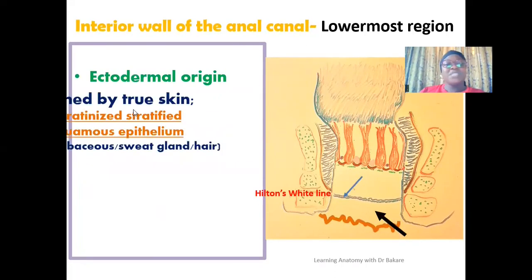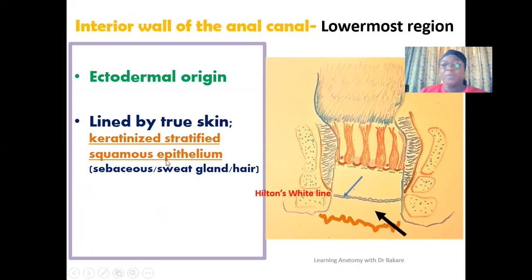The lowermost region is seen to be lined by the epithelium of the true skin. And we know the epithelium lining the true skin is a keratinized, stratified squamous type of epithelium. And that is what is seen to line the lowermost region of the anal canal. The keratinized stratified squamous type of epithelium, because it's the epithelium lining the skin, is seen to contain sebaceous gland and also sweat gland, and also sometimes maybe hair. So the epithelium lining the skin is seen to be continuous with the epithelium lining of the lowermost region of the anal canal, and that is why it is seen to be lined by a keratinized stratified squamous type of epithelium that is seen to contain sebaceous gland, sweat gland, and also hair.